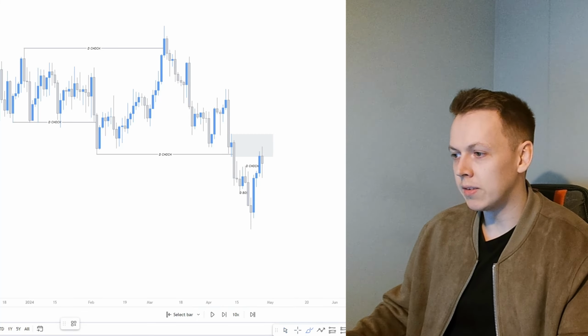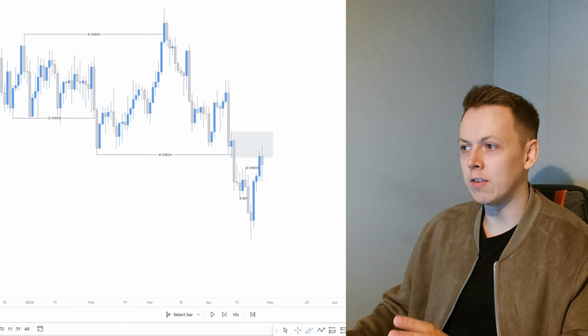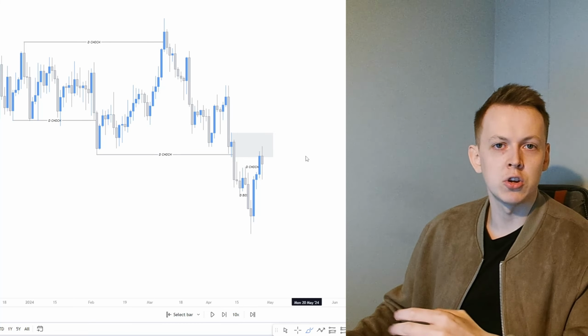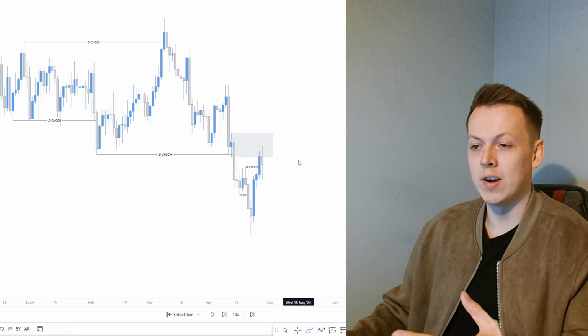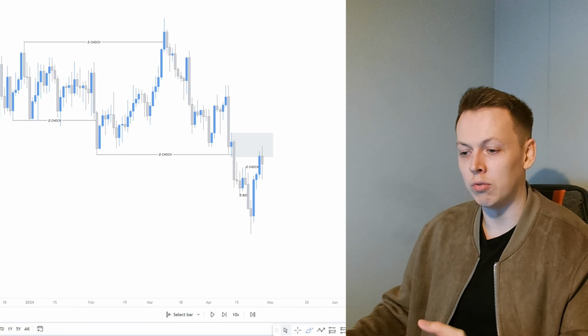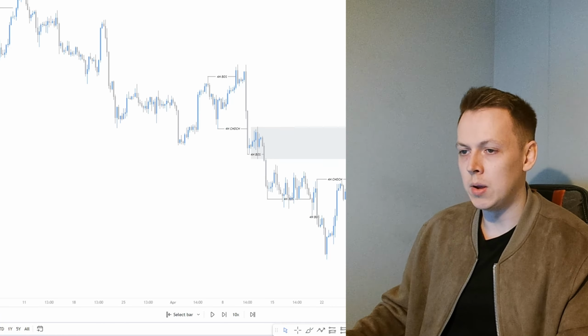You can see as well that we are also just filling this area of inefficiency. So lots of things going on on the daily time frame. It's quite good to make sure that you're getting an overall understanding of this time frame so that you have an idea if we are approaching anything of interest. Then I'm going to drop down now to the 4-hour time frame.